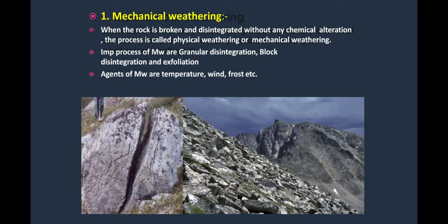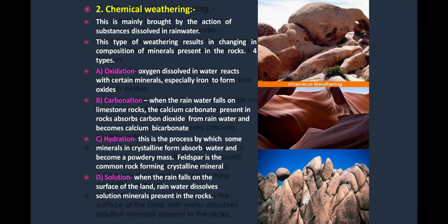Now here the agents of mechanical weathering are temperature, wind and frost. You can see how the rocks are broken. Then chemical weathering, there is a change in the composition. This is mainly brought about by the action of substances dissolved in water. So this type of weathering results in a change in composition of minerals present in the rocks.